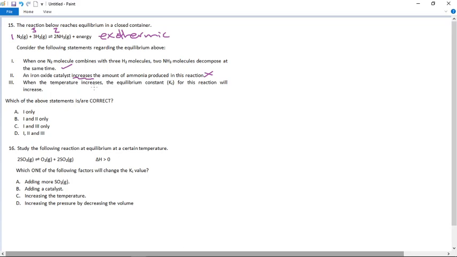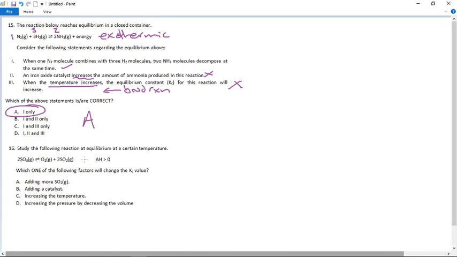When the temperature increases, the equilibrium constant will increase. Now the forward reaction is exothermic, so if we increase the temperature, we actually favor the backward reaction. So this is not going to help, because for Kc to increase, we need to make more products. So this one is also wrong, because an increase in temperature favors the backward reaction. So I get A, 1 only.